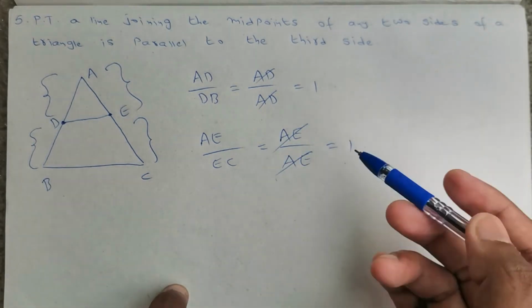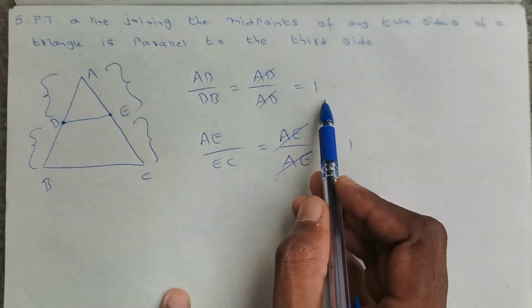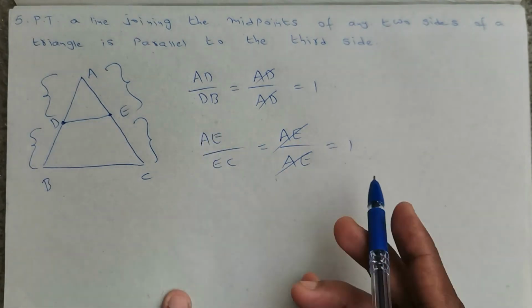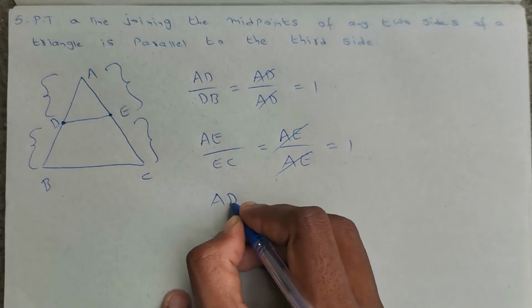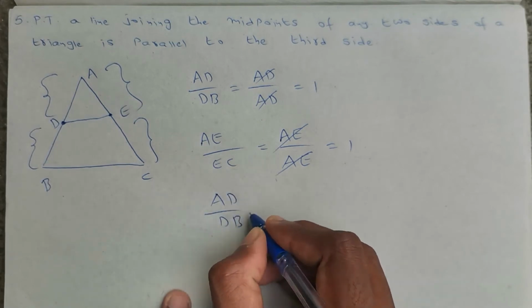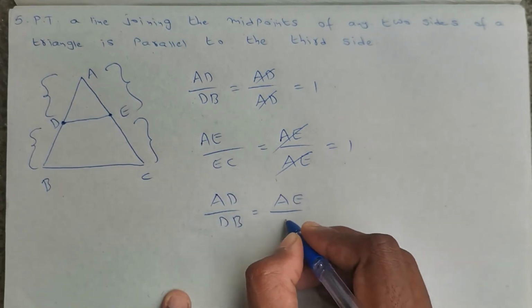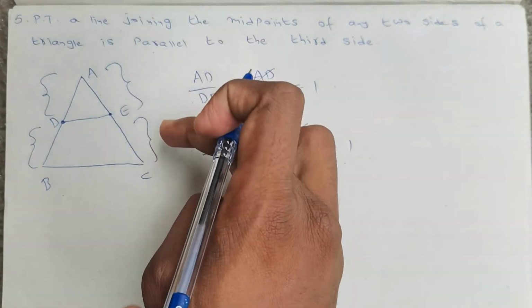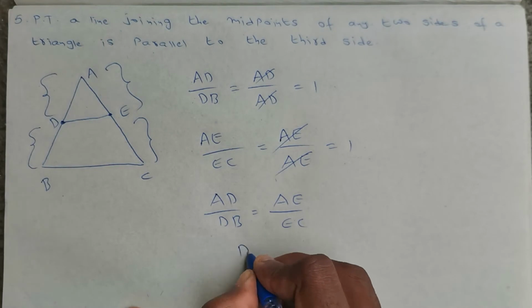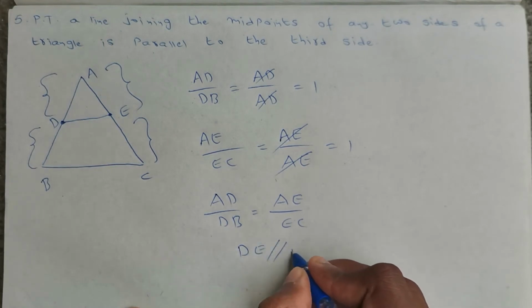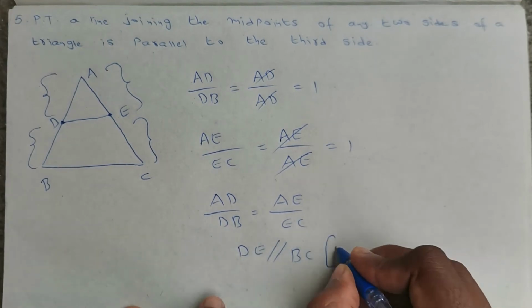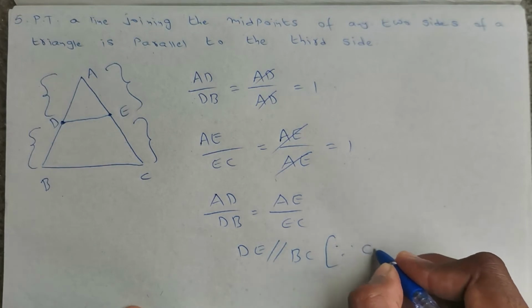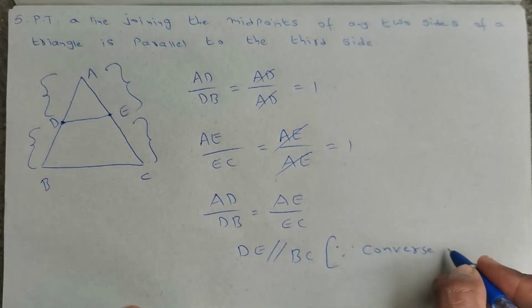So from these two we can conclude AD by DB value is 1 as well as AE by EC value also 1. So AD by DB is equals to AE by EC. Upper part by lower part is equals to upper part by lower part. So we can say that DE is parallel to BC. Why? According to converse of BPT.